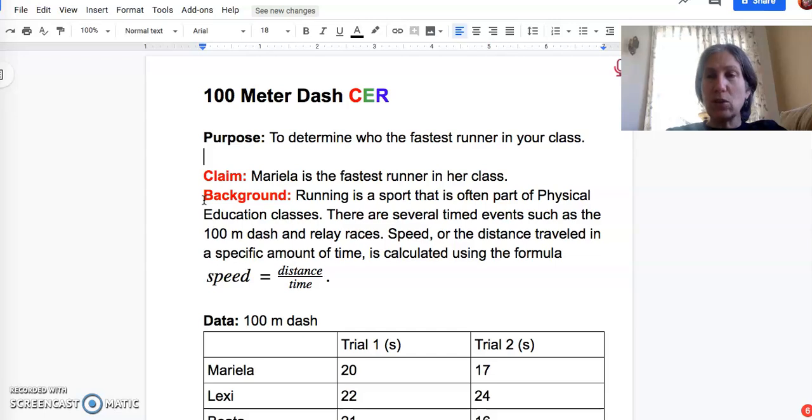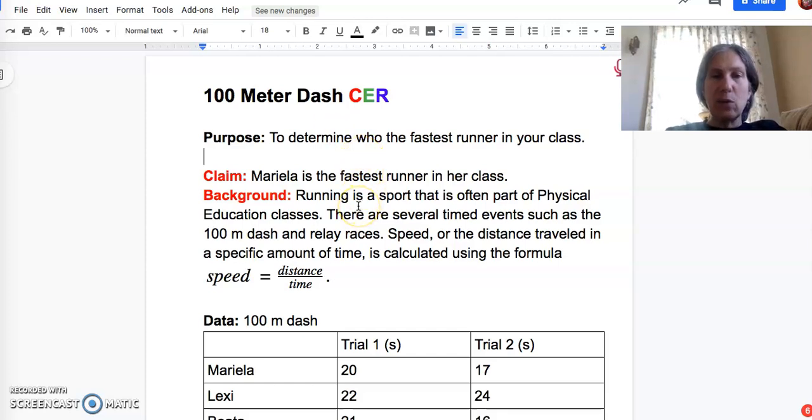Now the background is assuming you haven't collected any data. It's information that will help your reader understand a little bit more about the topic. For example, I look up at my title, the 100-meter dash. Maybe I need to explain what a 100-meter dash is. Sometimes the purpose will also give you some guidance as well. So I'm looking at these two places to help define some terms in my own words and give a little bit more context to the actual question.